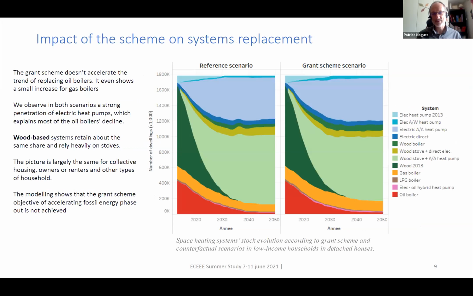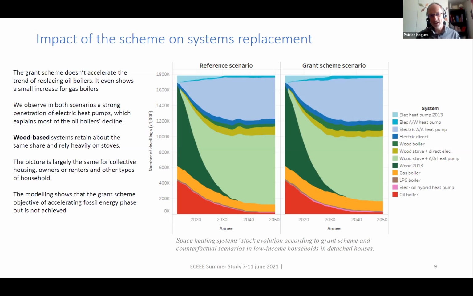And now if we look at the result in terms of market share. So here again, for single family houses and for low income households. And if you just look quickly, you don't see any difference. But if you look a bit sharper, you will see that even without incentive, the fossil fuel boilers in red, petrol-based, will go away. And that's already what we see. With the grant, it will be a bit quicker, but it will not change many things.